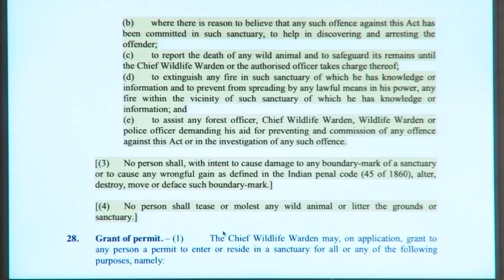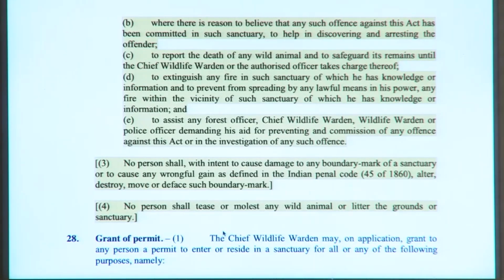remains until the chief wildlife warden or the authorized officer takes charge thereof, to extinguish any fire in such sanctuary of which he has knowledge or information, and to prevent from spreading by any lawful means in his power any fire within the vicinity of such sanctuary of which he has knowledge or information, and to assist any forest officer, the chief wildlife warden or police officer demanding his aid for preventing the commission of any offence against this Act or in the investigation of any such offence.